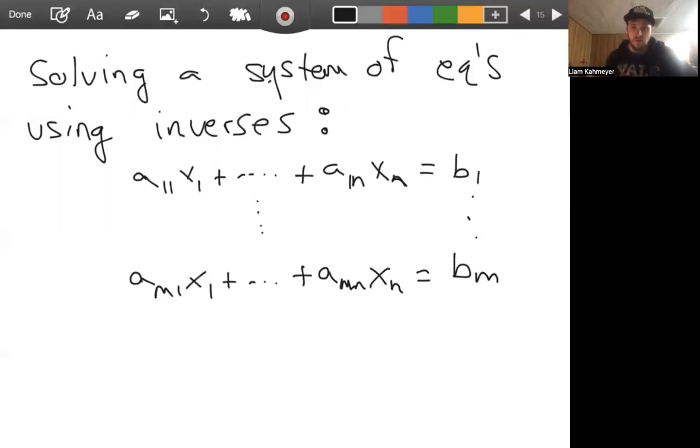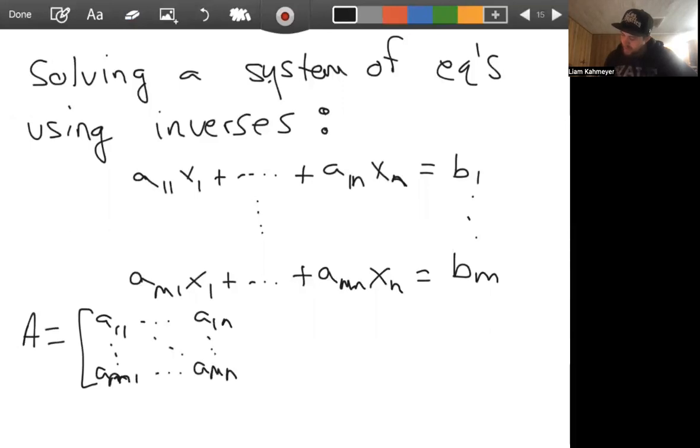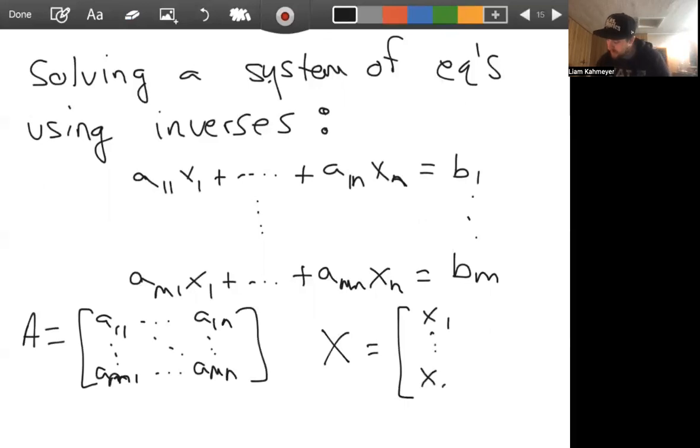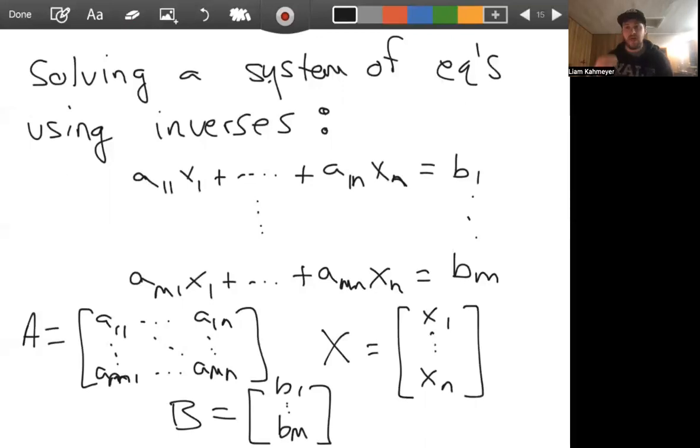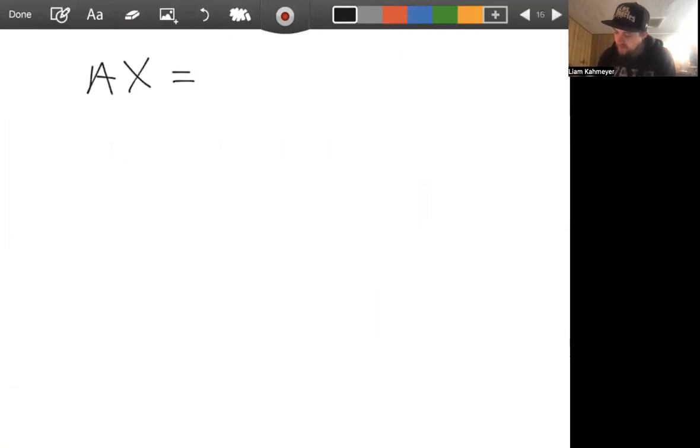And we knew that there was a coefficient matrix given by A equals a11 through a1n, down to am1 through amn, right? And we had the column vector x, which was composed of the variables x1 through xn. And then we also had the vector b representing b1 through bm here. And the matrix form of this system of equations was given by Ax equals b, right?